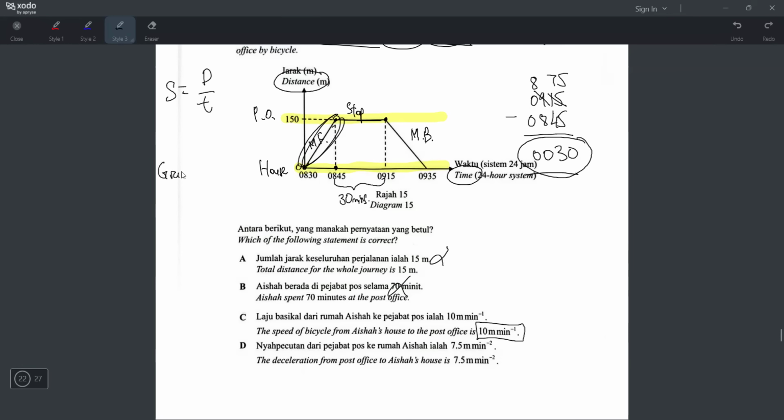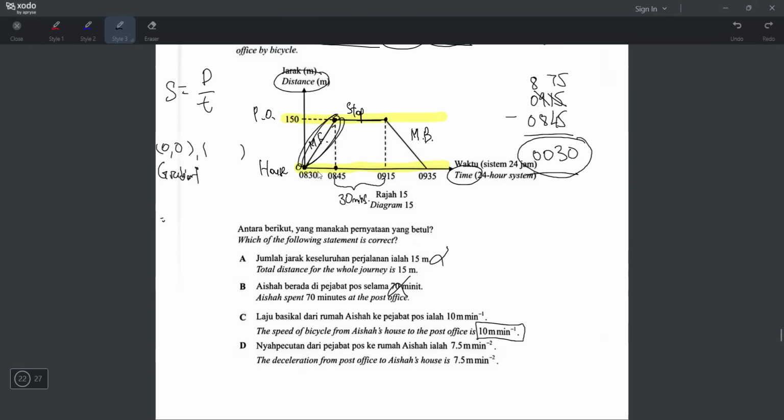Okay, let's find the gradient. Let's write down the two coordinates. First coordinate would be 0, 0. Not the 8:30 0. Please don't take that. This is the actual time. No, no. It's 0, 0. Okay, this other point you cannot write 8:45, 150. You have to write the 8:45.